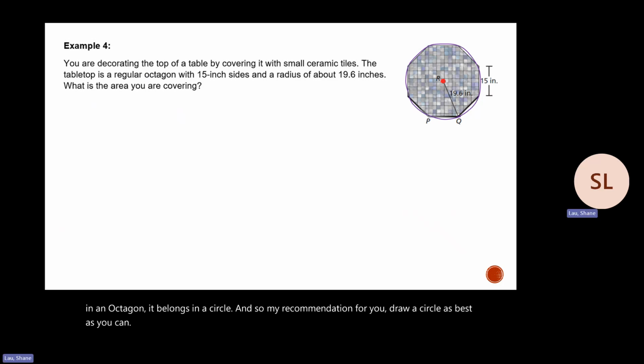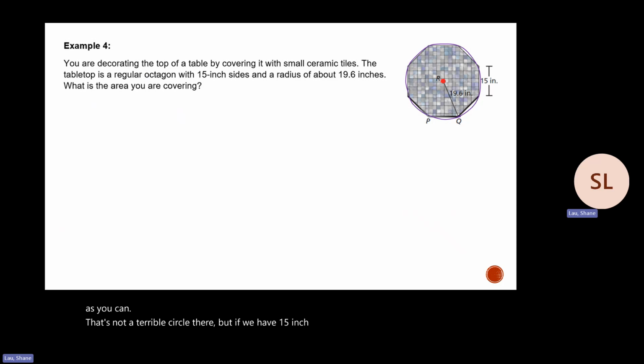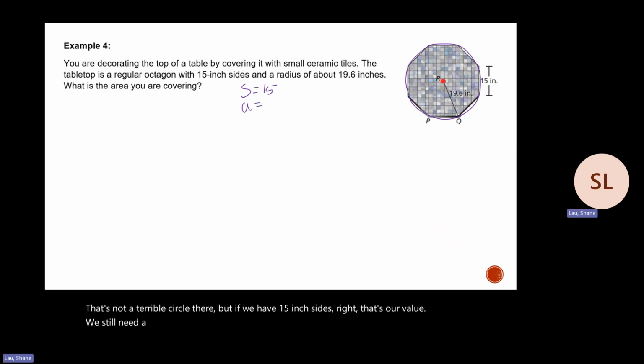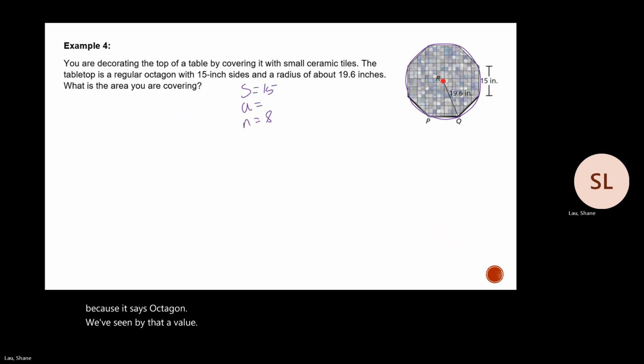But if we have 15-inch sides, right, that's our S value, 15. We still need our A value, but we know that our N value, or number of sides, is going to be 8 because it says octagon. We just need to find that A value. Okay? Not difficult. We'll do the same approach.